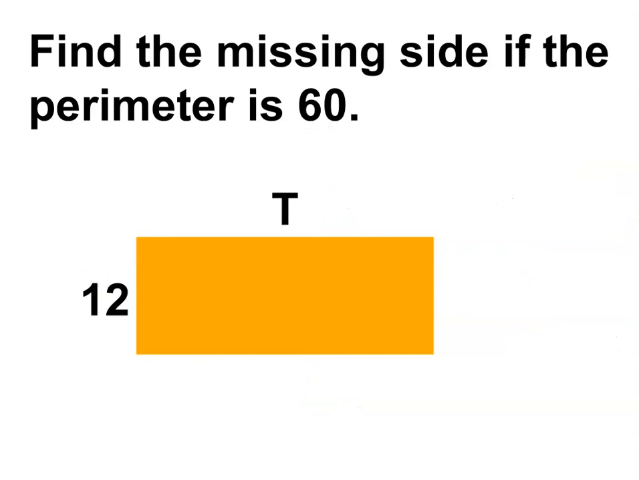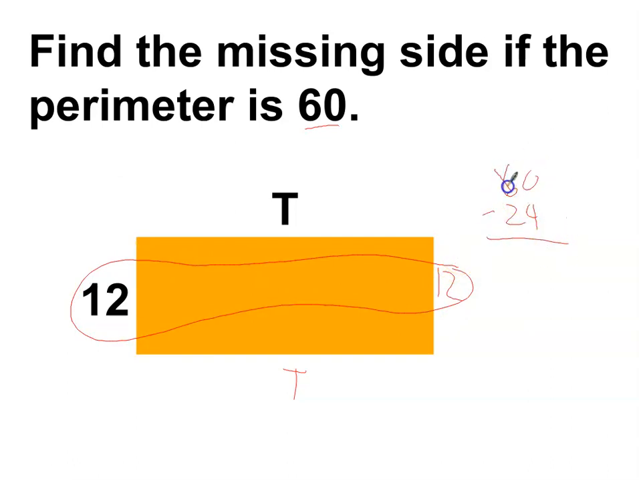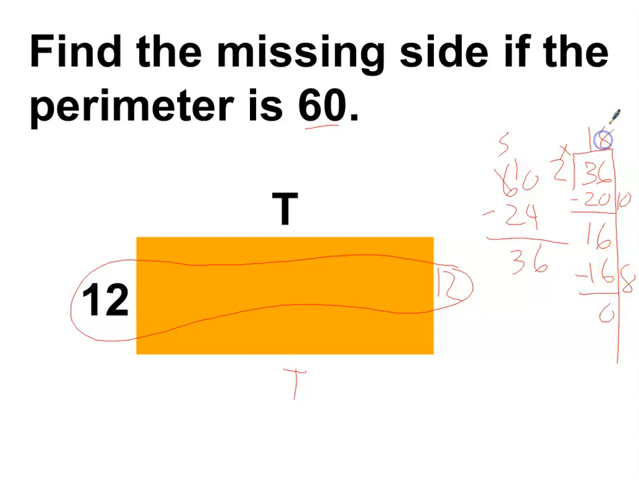Let's try another one. This time we got 60 to start. And we've used 12 on one side. 12 plus 12 is going to get me to 24. And from the original 60, I'm going to have to borrow. I'm at 36, which I need to split up between the top and the bottom, 2 sides. I can take out 10 groups of 2. That would be 20. I'm at 16. Oh, I can take another 8 groups of 2. 8 times 2 is 16. I'm down to nothing. 10 plus 8 is 18. So T would equal 18.